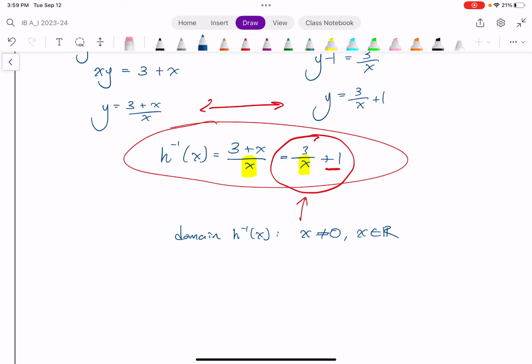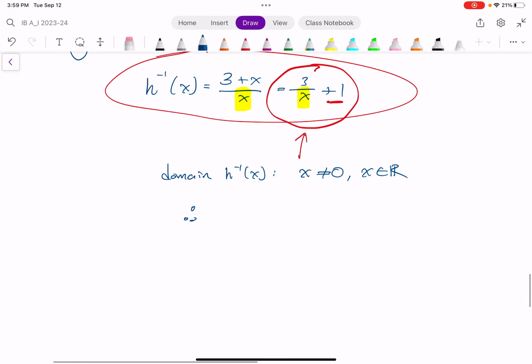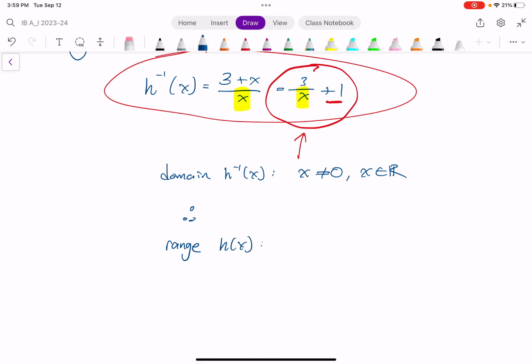Which means, therefore, I've answered the question. The range of h of x is the same thing, except the range is in terms of y. So y can be anything but 0. Other than that, it can be any real number. And there's other notation you could use as well.